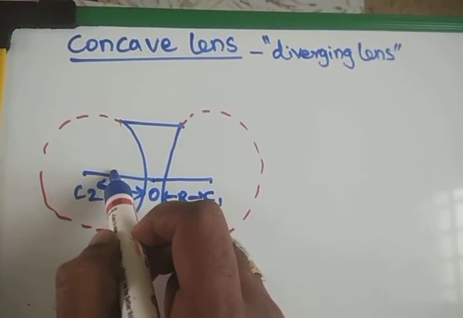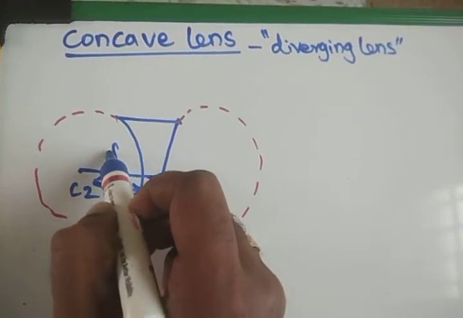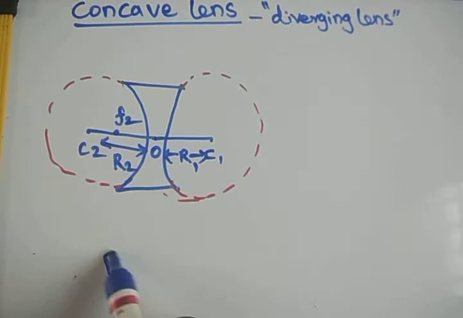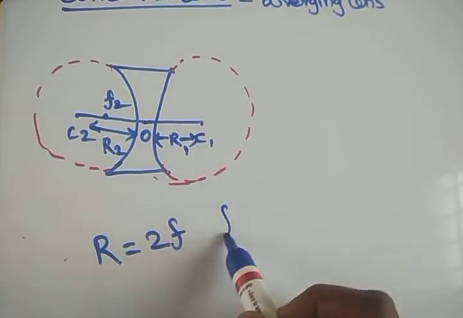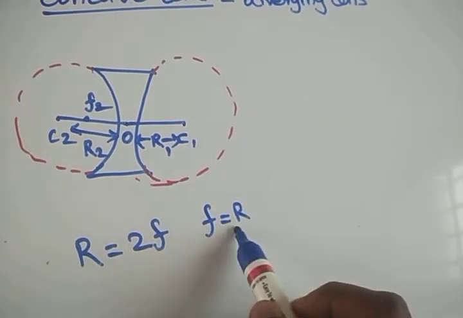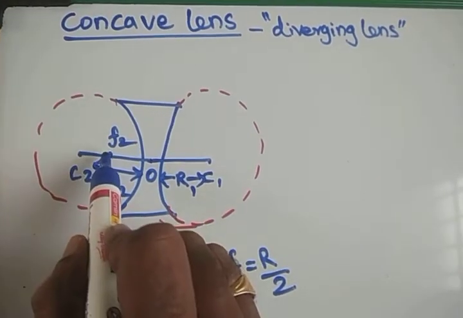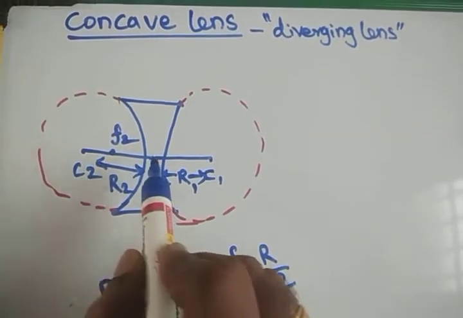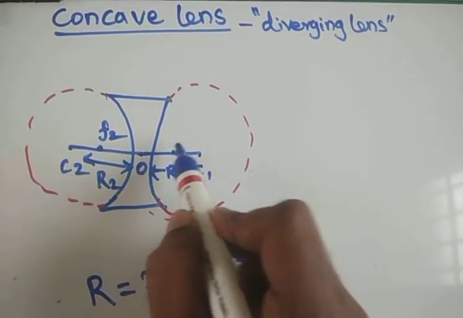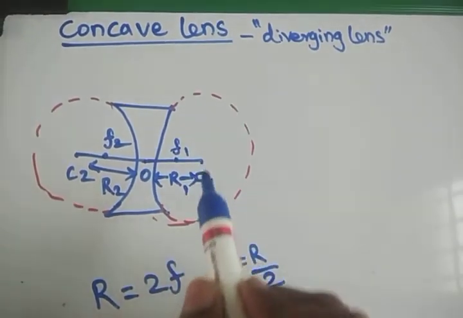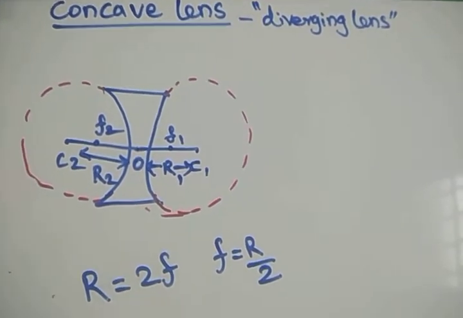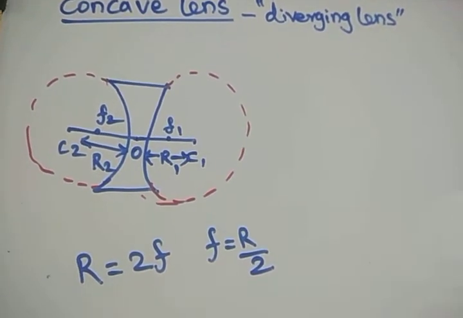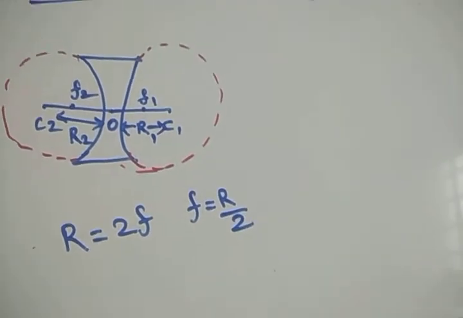Then the middle point is the focus. So the radius of curvature R is equal to 2F, so F is equal to R by 2. The focus will be formed in between the center of curvature and the optic center. What we see in the convex lens, similarly all the parts are present in the concave lens also. So this is a concave lens.